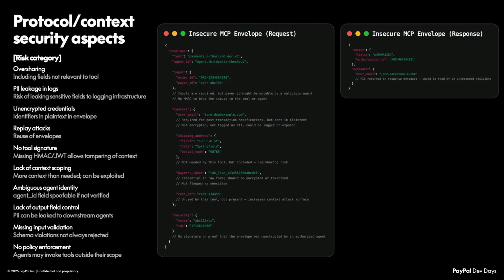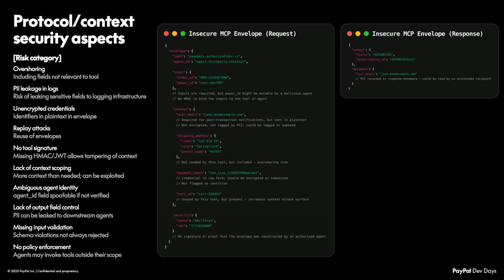So what you see to the left and right here are examples of an insecure MCP envelope as a request and as a response. And what we've outlined to the left side are a bunch of risk categories. So the primary gotcha here is really oversharing, right? Is your MCP envelope really including fields that are not relevant to the tool here? There could be some examples here. For example, you have shipping address, right? Is it necessary for you to overtly specify this for this specific tool? Because there could be an oversharing risk there.